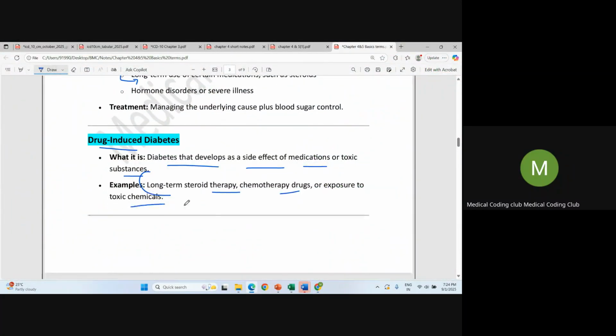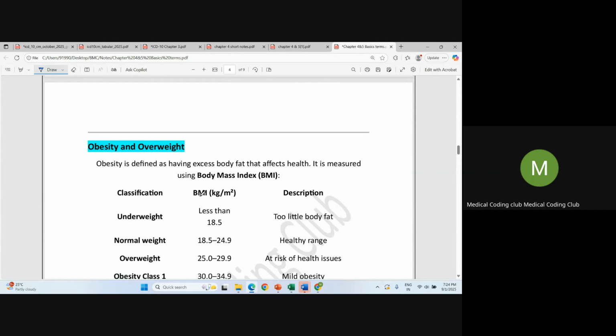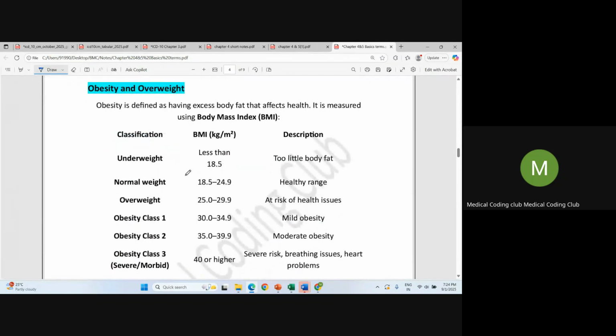Okay, so next we have obesity. Obesity and overweight. Here, obesity is defined as having an excess of body fat that affects health. It is measured using body mass index.